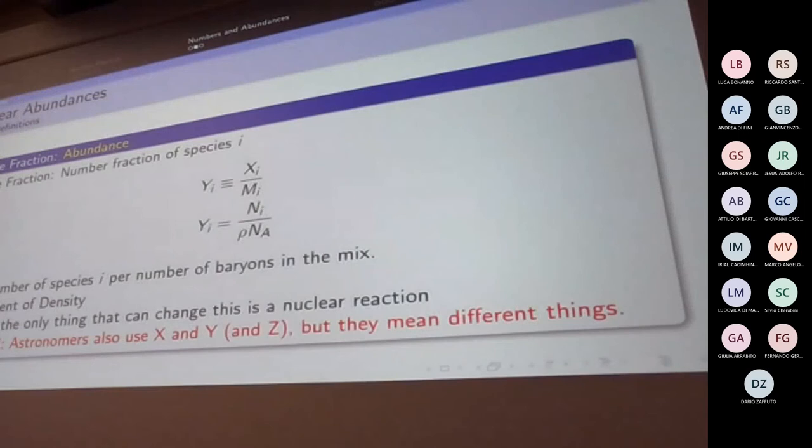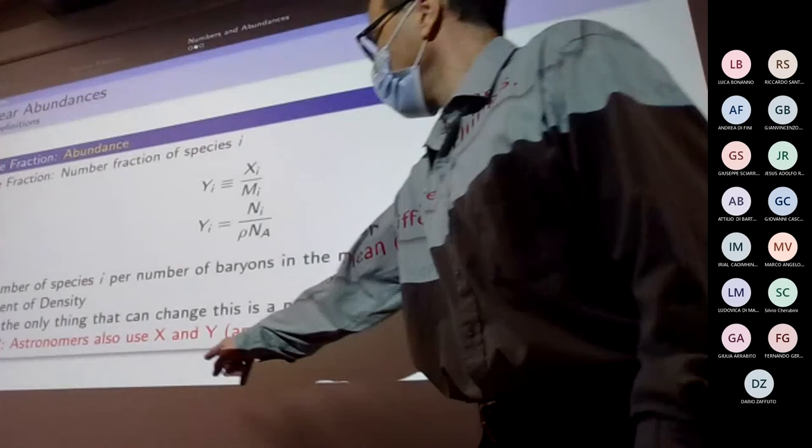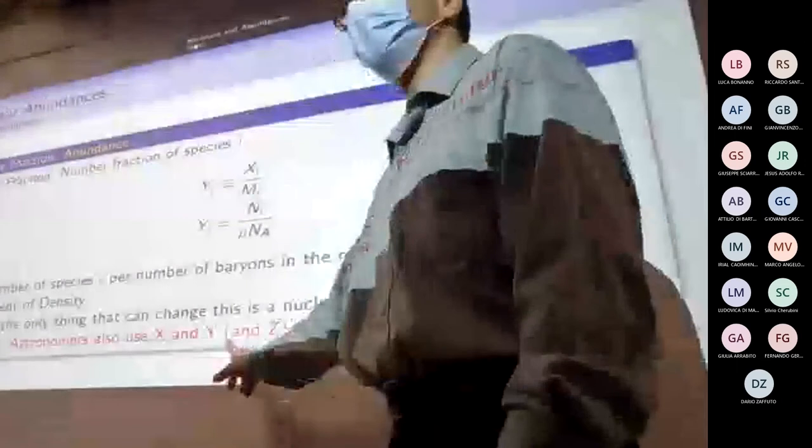You want to be careful. This is astrophysics, which means we talk to astronomers a lot. I talk to astronomers all the time, and this still confuses me. Astronomers use X and Y, and they also use Z, and they mean totally different things in astronomy. Any astronomy people out there? Do you know what X and Y and Z mean in astronomy?